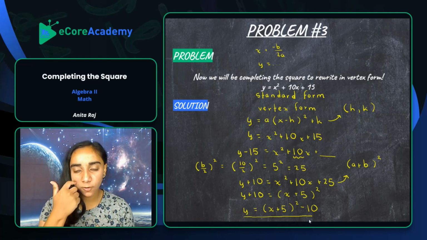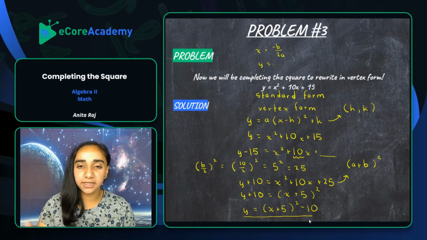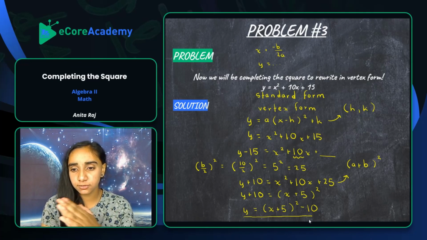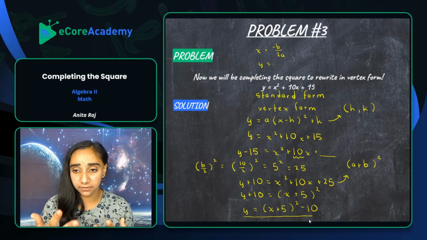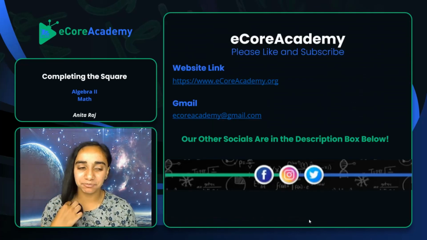So by completing the square, we don't have to do any additional steps past that because we already wrote it in vertex form. So that is how you can do conversions from standard form to vertex form by completing the square. Hopefully that was helpful.